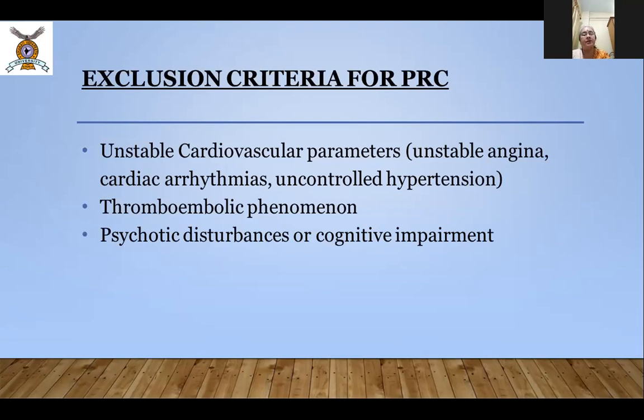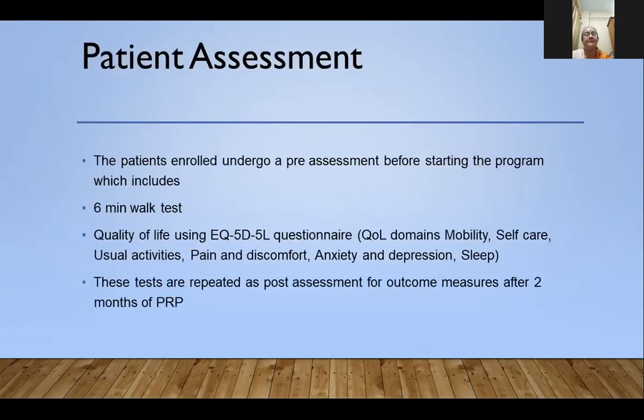After interacting with these patients and finding out about their complaints and suggesting rehab, we had to look for exclusion criteria for this rehab as per our SOP. So we ruled out whether any of them had conditions like unstable cardiovascular parameters or thromboembolic phenomena. And then we said, fine, we can go ahead with rehab. Sally, next slide.